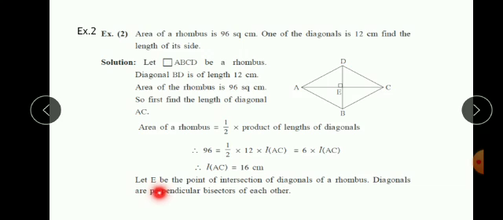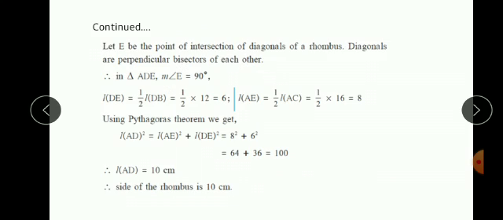Diagonals are what? Perpendicular bisectors of each other. This is one property of a rhombus: diagonals of a rhombus are perpendicular bisectors of each other. So, E is the point of intersection of diagonals, and diagonals are perpendicular bisectors of each other.